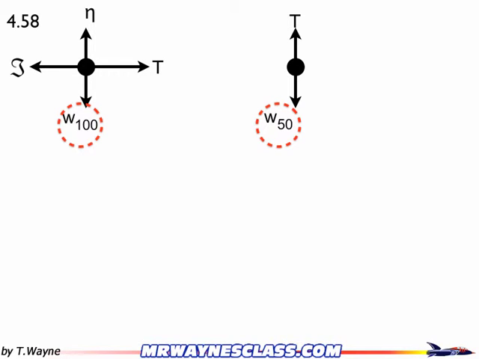The right hand side is the weight that's hanging off the table, so I've got a tension pulling that one up, and then I've got the weight going down.